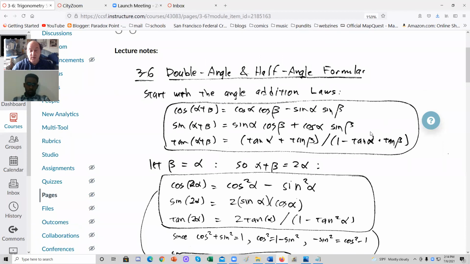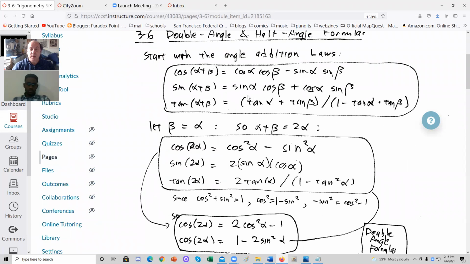So for a double angle formula, we'll just let beta equal alpha. Then alpha plus beta is 2 alpha. So you have cosine of 2 alpha is cosine alpha cos alpha, that's cos squared alpha, minus sine sine, that's minus sine squared alpha. Letting beta equal alpha here, this simplifies to sine of 2 alpha equals 2 sine alpha times cosine alpha. Letting beta equal alpha here and here, you get tangent of 2 alpha equals 2 tan alpha over 1 minus tan squared alpha.